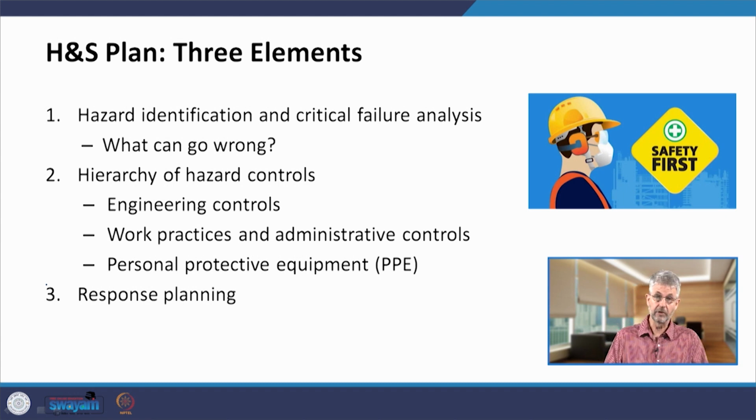And then ultimately, the third element is response planning. So what if, after all this planning, after all the precautions taken, something happens? How do we respond? Where's the next hospital? How do we reach the next hospital? How do we call the firefighters? How do we call the hazmat people? All that information has to be part of a health and safety plan, because we know we're all human. Things go wrong. We need to be prepared. And that's really the concern, or the main drift, of a health and safety plan.